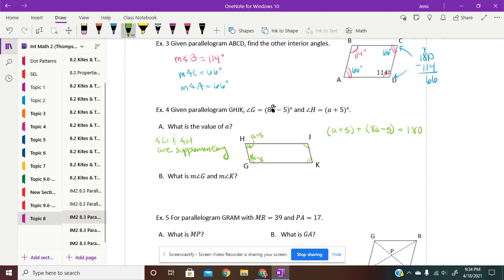Now when I have addition in between 2 sets of parentheses, it actually doesn't change anything. So these parentheses are really important depending on the operation I use in between them. For addition, I don't need the parentheses, and it's not going to change anything, so I'm just going to rewrite this without my parentheses. Combine like terms and solve.